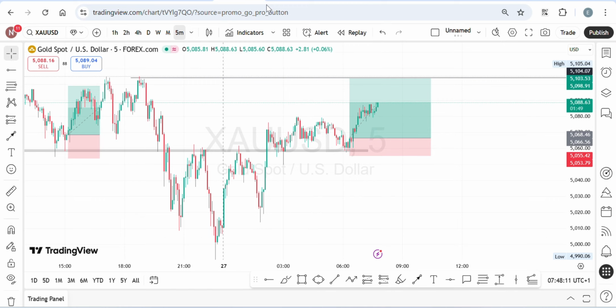So basically, this is the workaround and how I take positions using key levels, price action and candlestick confirmation. I hope you found one or two things insightful from this video.